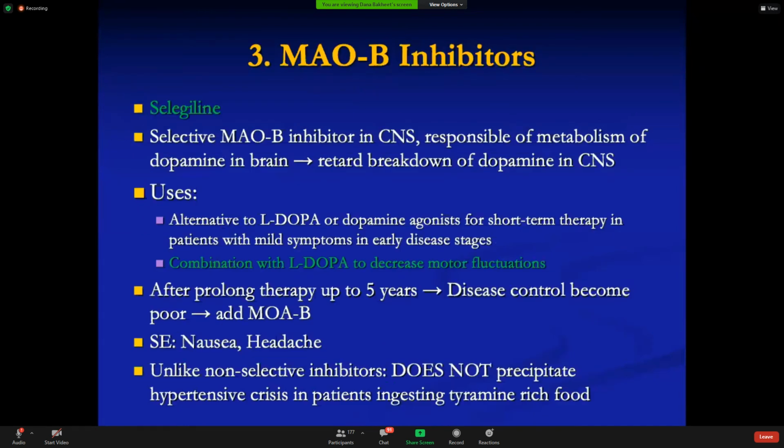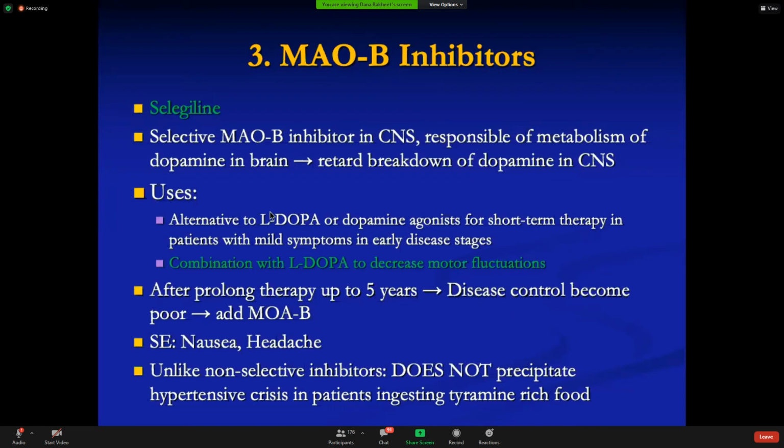Now, the MAO-B inhibitors, which is selegiline. Remember there we have MAO-A. Remember the MAO-A? Can you remember MAO-A from before? I don't know if I taught you this MAO-A inhibitor. We cannot give them with certain antipsychotics because they cause hypertensive crisis. Just try to remember that this is not found in the MAO-B inhibitor's side effects. So it's a selective MAO-B inhibitor in the CNS, responsible for metabolism of dopamine in the brain, which retards breakdown of dopamine in the CNS.